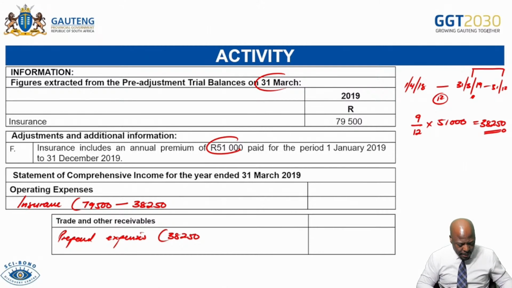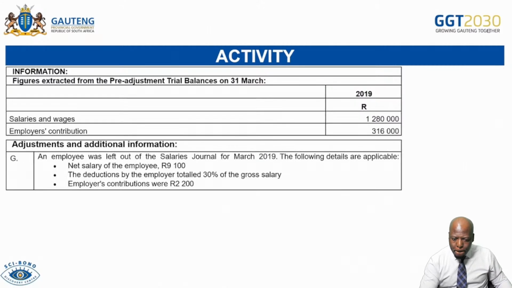Next adjustment, it is adjustment G. It reads, an employee was left out of the salaries journal, the following details are applicable. Net salary of the employee, 9,100. The deductions by the employer total 30% of the gross. Employer's contributions were 2,200. Okay, so here we can see we have salaries and wages, and we have employer's contributions separately.